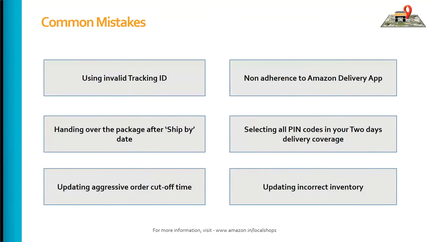Well, going next, I think we will still be covering the common mistakes. Just want to summarize in this slide. Avoid using an invalid tracking ID. Please adhere to the Amazon delivery app if you are delivering orders by yourself. Selecting all pin codes or pan India coverage in 2 days is going to be an impossible task, or close to a difficult task for any courier partner for that matter. So DSPs, please avoid aggressive coverage.